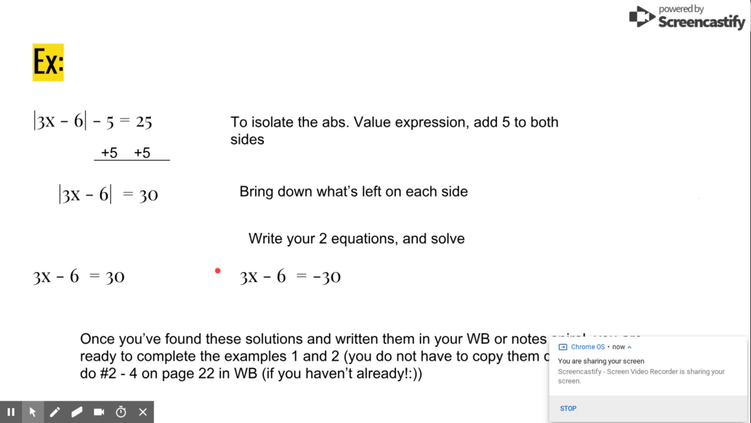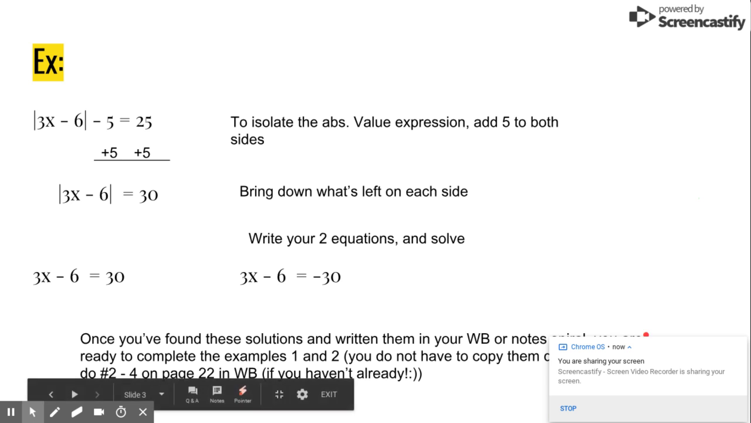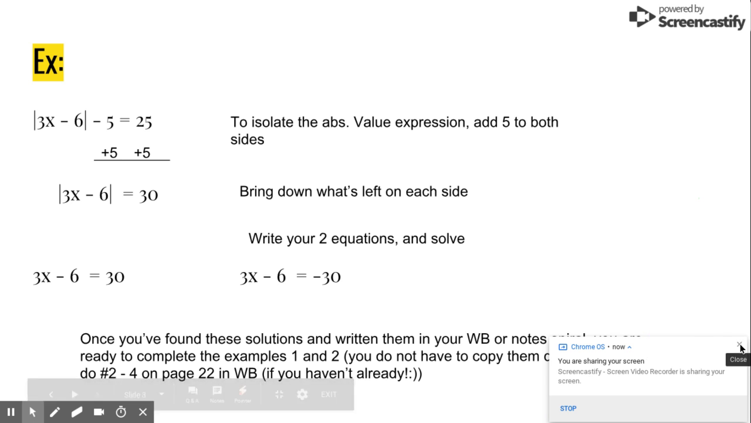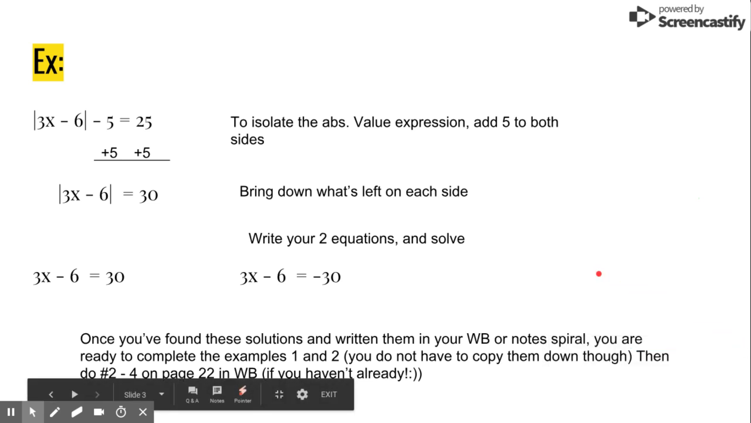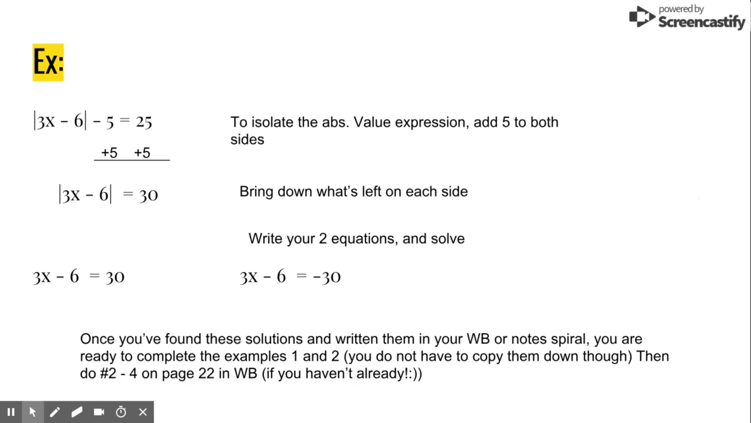I will have you do a couple of examples. Sorry, I've got to get this out of your way probably. I will have a couple of examples for you to do just to see if you're on the right track as far as how to isolate these. And then you should also be able to do number 2 through 4 in your workbook, if you haven't already done that, which you may have done since I'm posting this at 4 o'clock, 3:30 to 4 o'clock anyway.